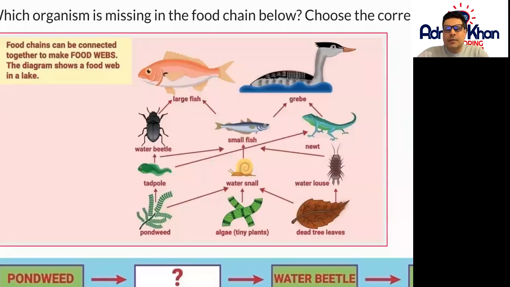And welcome to food webs. So food chains can be connected together to make food webs. The diagram shows a food web in a lake. So let's have a look at this diagram that we can see. This is a food web in a lake.